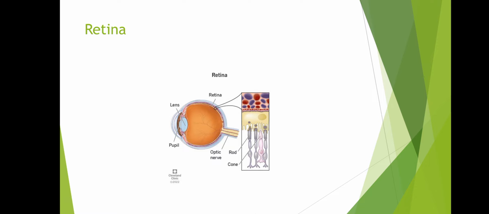There are 10 layers of the retina. First one is retinal pigmented epithelium, layer of rods and cones, external limiting membrane, outer nuclear layer, outer plexiform layer, inner nuclear layer, inner plexiform layer, ganglion cell layer, nerve fiber layer, and the 10th one is internal limiting membrane.